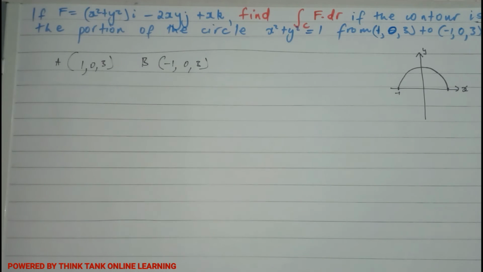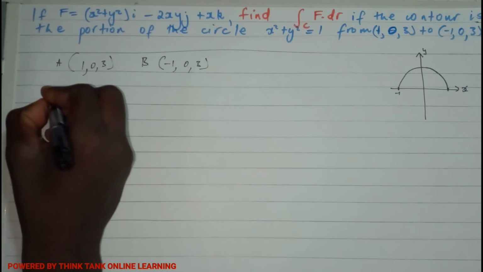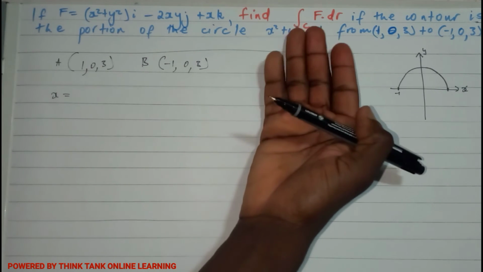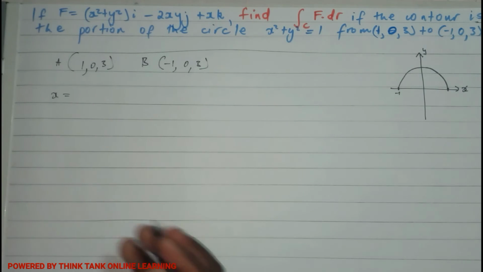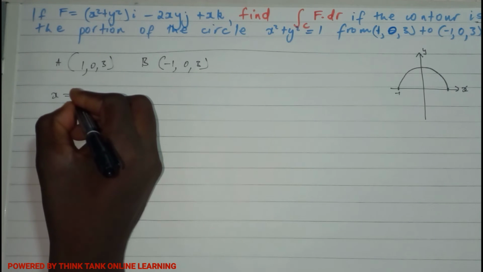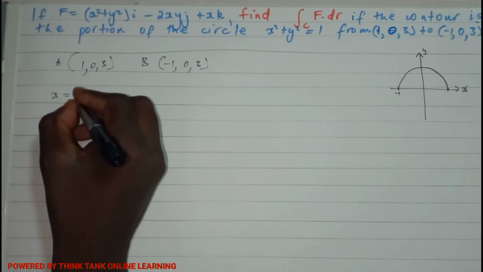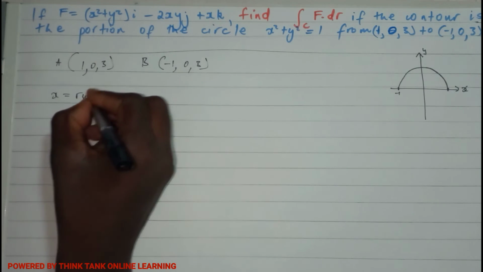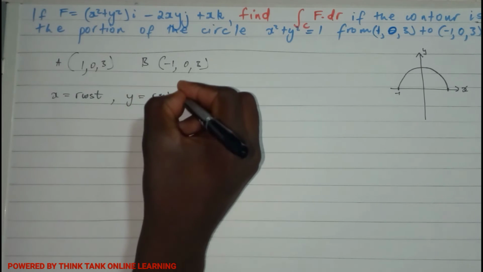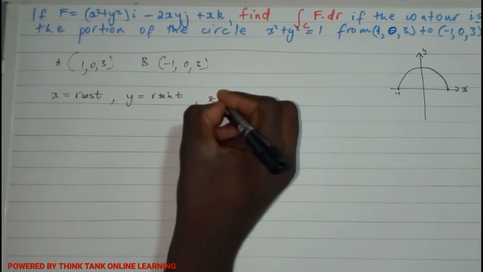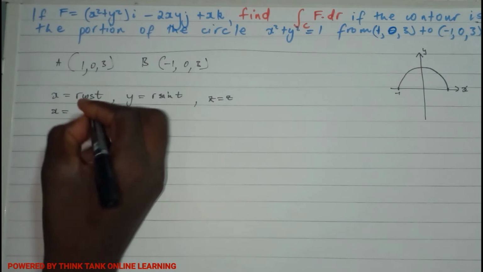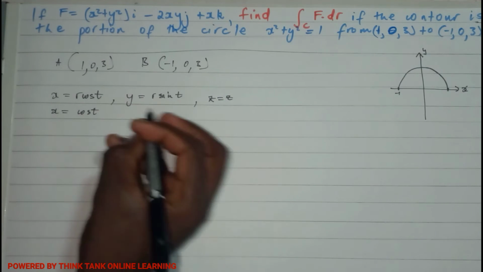What is x? We know that in polar coordinates, x is equal to r cos theta, where r is the radius. Instead of theta, let me just choose t. So we're going to have x equals r cos t, and y equals r sin t. But z doesn't change, z is equal to z. And since the radius is 1, x is equal to cos t.